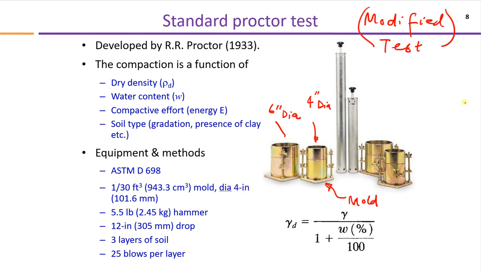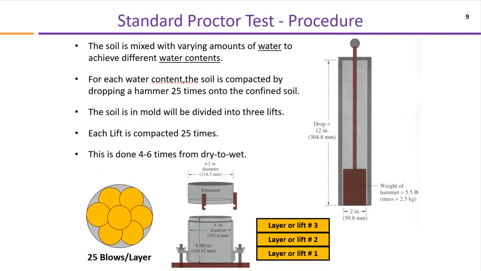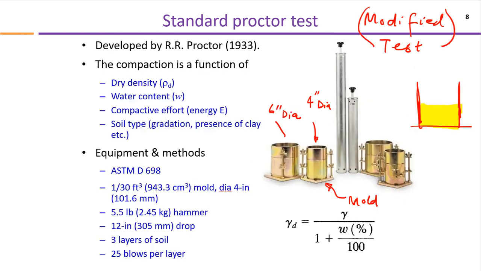We are going to place the soil in this mold in different layers. Mostly in the standard test we place it in 3 layers. First we fill up to a certain depth, and then we apply energy. We compact this layer. How do we compact? For compaction we use a hammer. This is that hammer, and this is the weight of the hammer. There are two weights of the hammer, one for the standard test and one for the modified test.